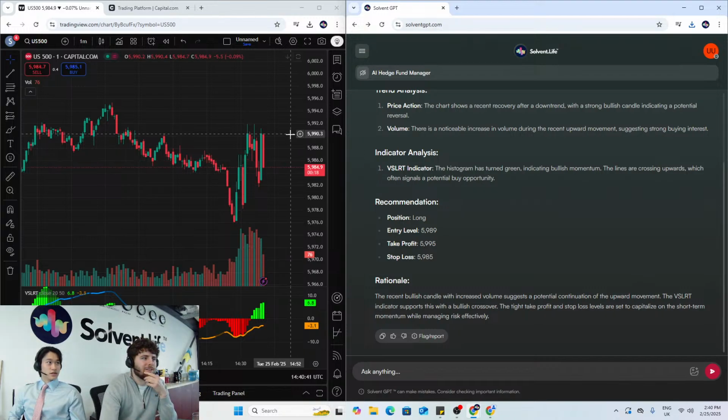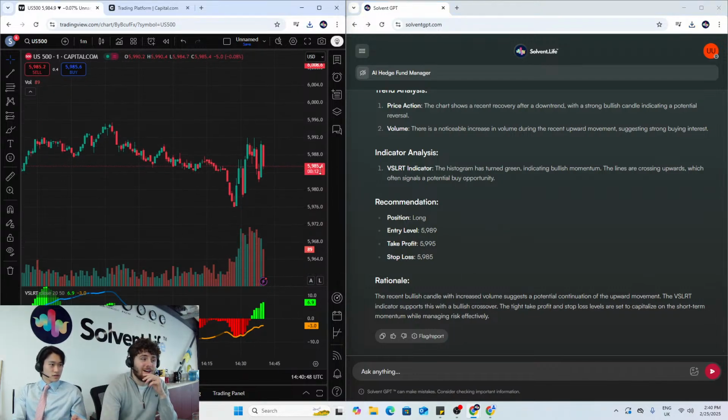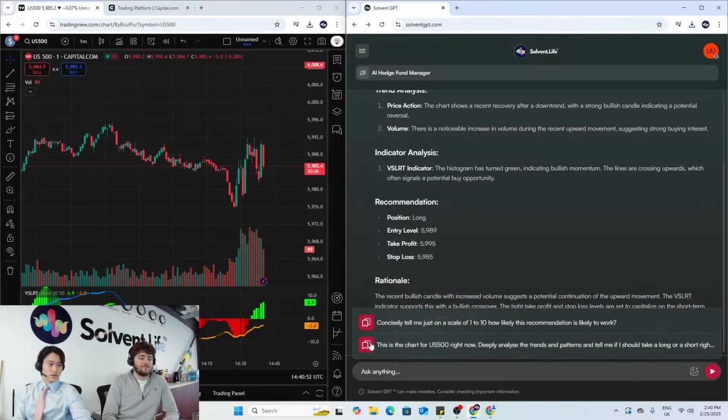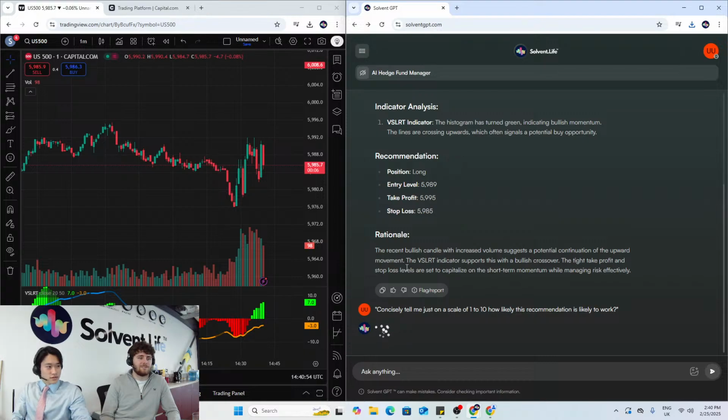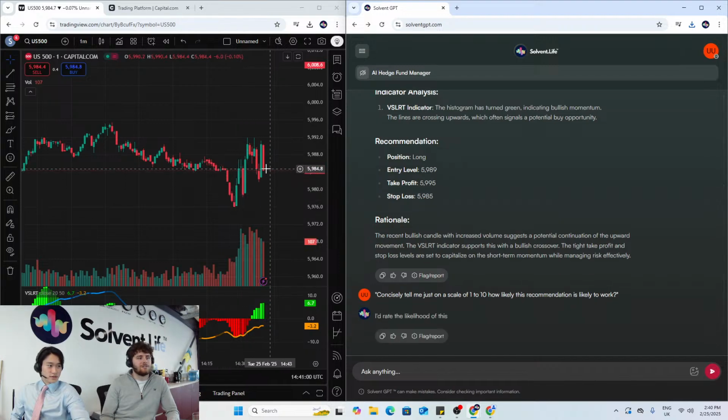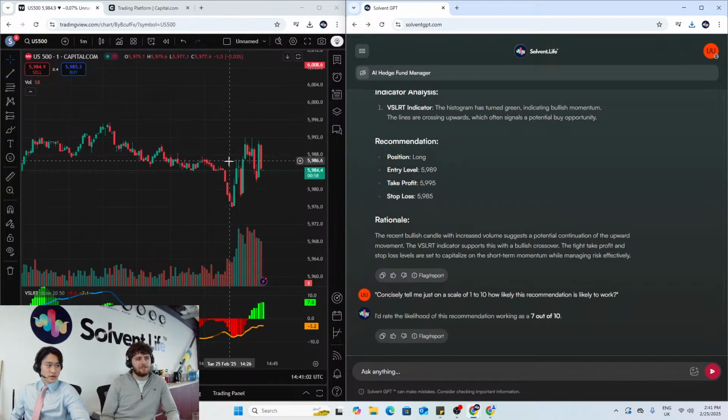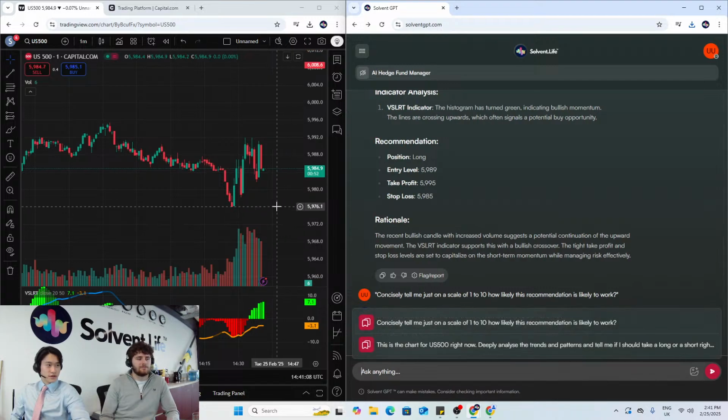Ask for the likelihood. It's moved by a large margin since then. Alright, ask for a likelihood. I think it's way too volatile. I think this is gambling at this point. But there is a bit of a trend. You can see there's a support here. 7 out of 10. Should we do it?